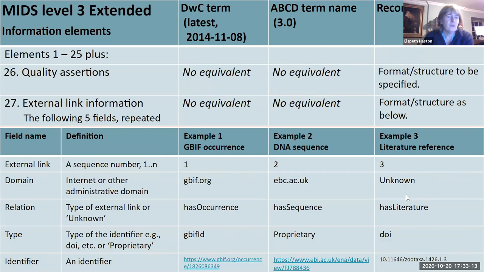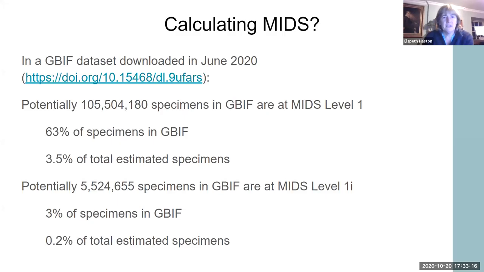So when we're looking at actually calculating MIDS, MIDS can be calculated at various different levels. You can have a MIDS level for an individual specimen. You can also have MIDS levels for collections by pulling the specimens together as a whole. So you can have a percentage of a collection at various MIDS levels. And this is where it becomes most useful, I think, for helping to prioritize and to progress digitization programs.